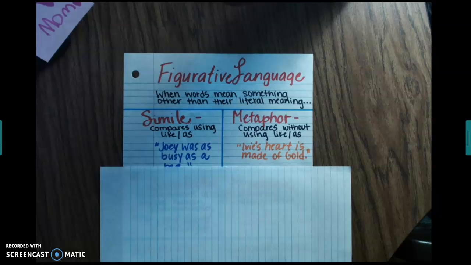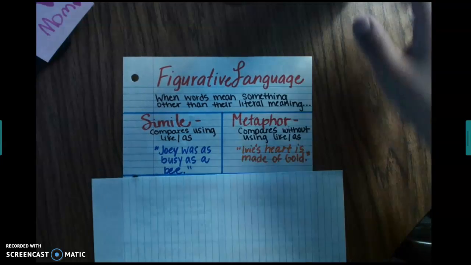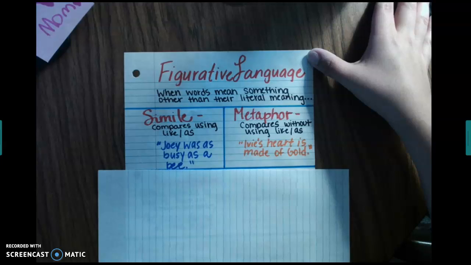Before we move on with the rest of the slides, I want you to take your writer's notebook out and a pencil and make sure you get these notes. So we're going to start talking about figurative language, which is when words mean something other than their literal meaning. So an example of figurative language would be simile and metaphor.